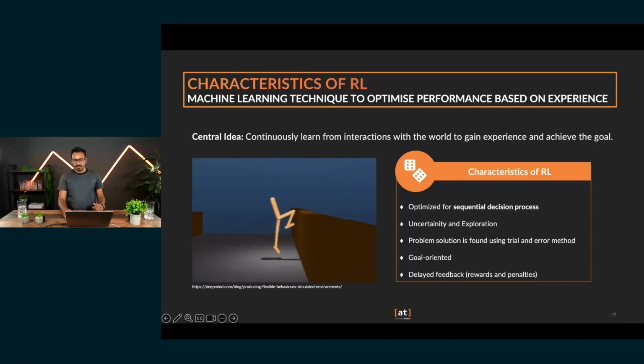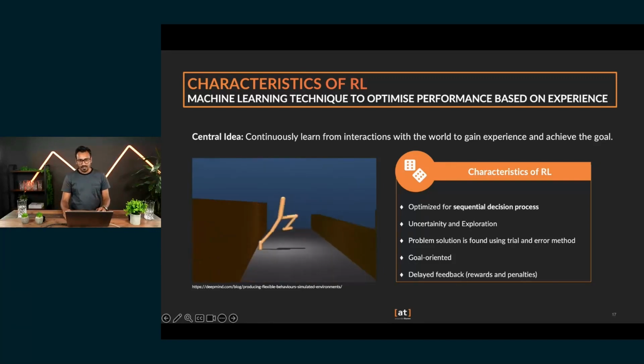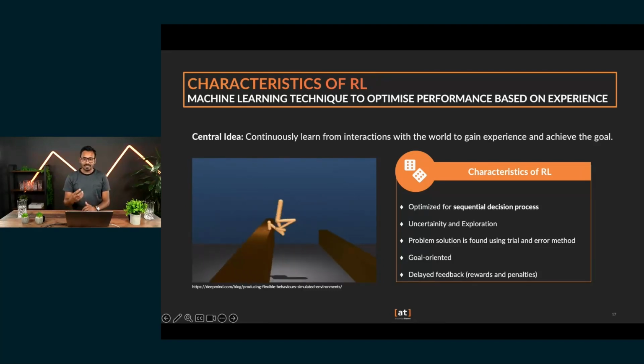So this brings me to the third point, the trial and error method. In the initial part, it has to try different actions. They can be good actions, they can be bad actions, but it has to try those actions in order to identify what the feedback and the outcome of those actions are.